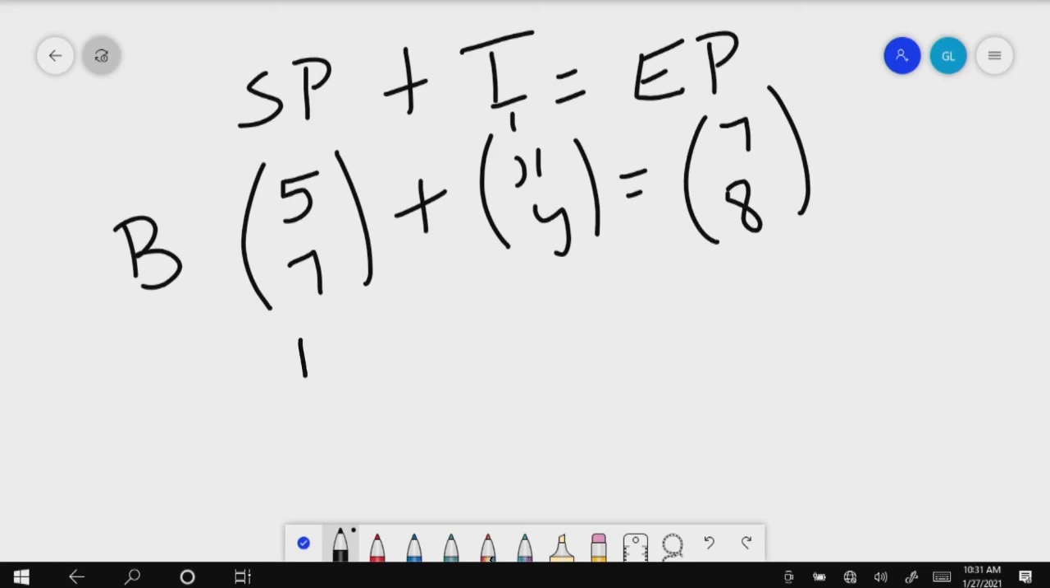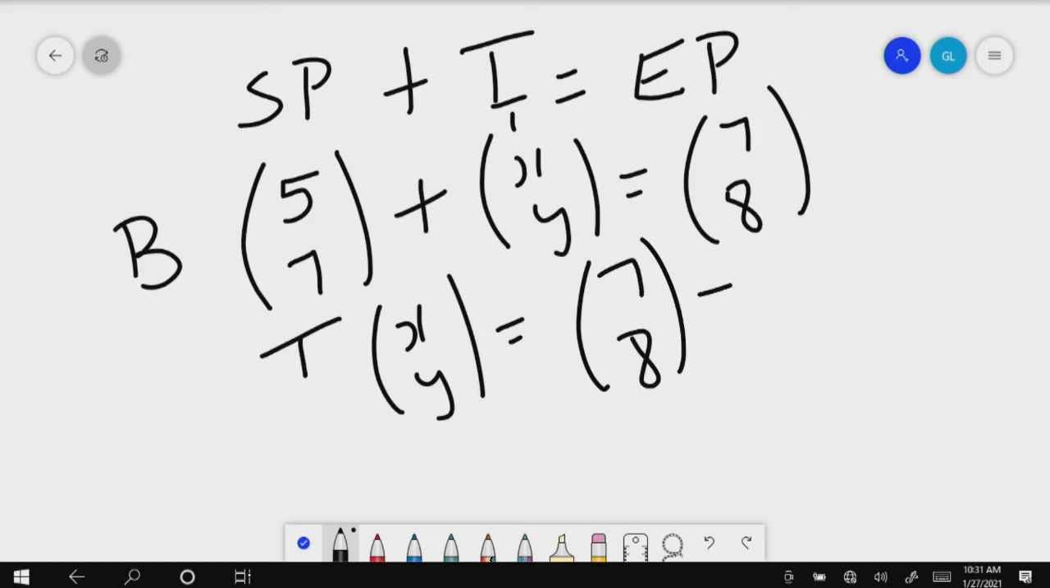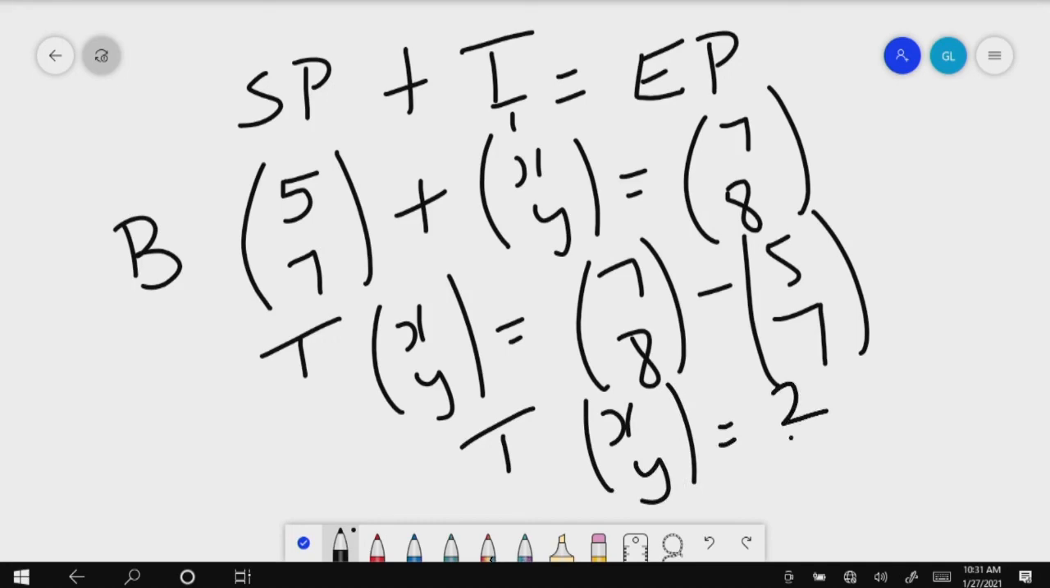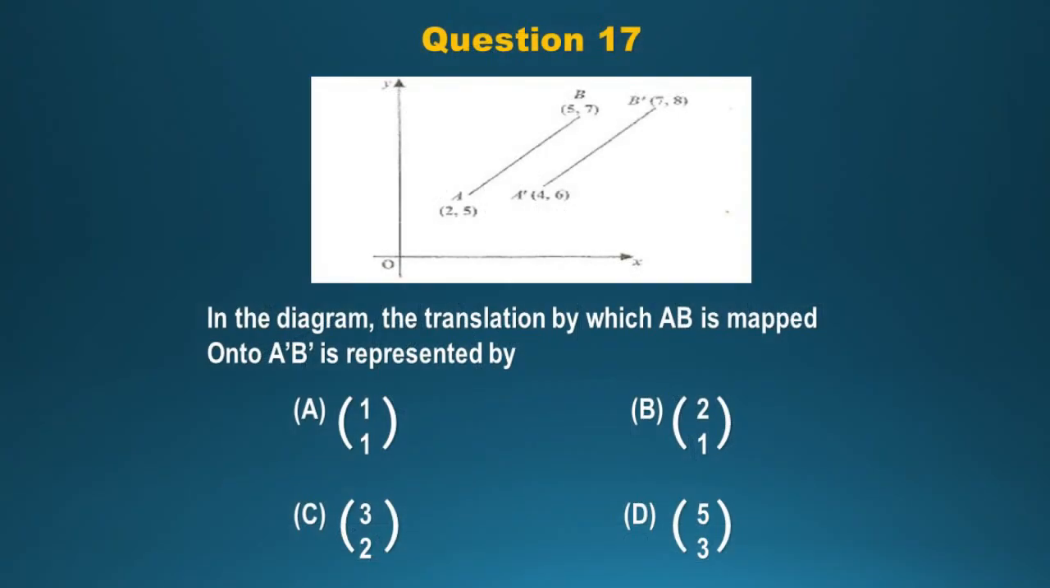Now, in finding our translation vector t x y, our translation vector would have been 2, 1. Hence, irrespective of us using A prime or B prime to find our translation vector, the solution would have been the same. Hence, our solution for this question, using either A prime or B prime for finding the translation vector, would have been B, which is 2, 1.